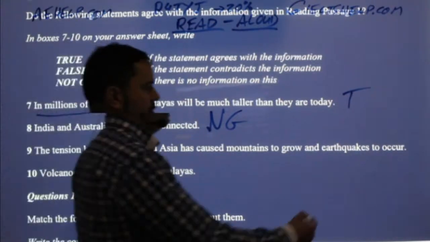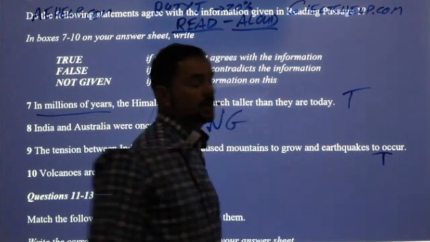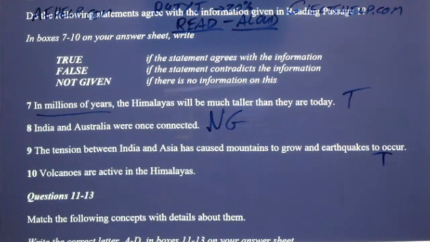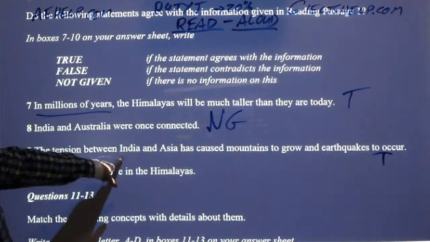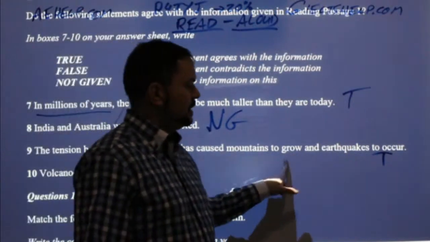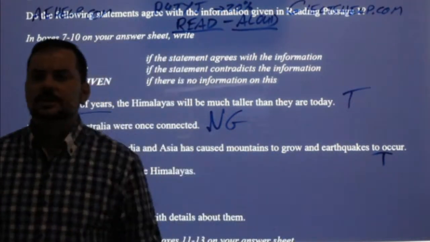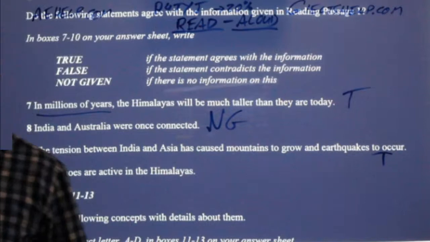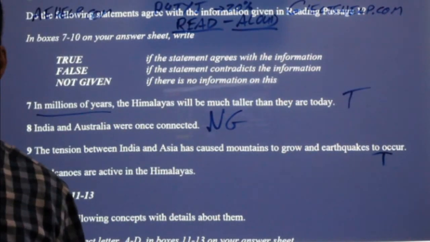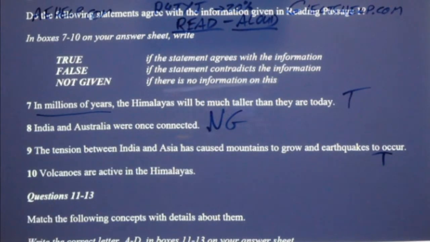I think it's true. It's important and it's true. I don't know why you guys are saying false. Why would 9 be false? India's crashing into Asia. It's causing mountains, the Himalayas. They're growing, and there's also earthquakes there. Why is that false? Why do you think that's false? Is it because of the word tension?